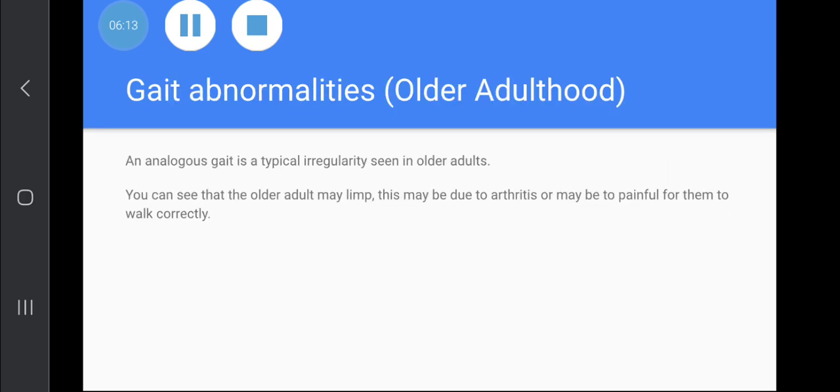Gait abnormalities, older adulthood. An antalgic gait is typically seen in older adults. You can see that the older adult may limp. This may be due to arthritis or may be too painful for them to walk correctly.